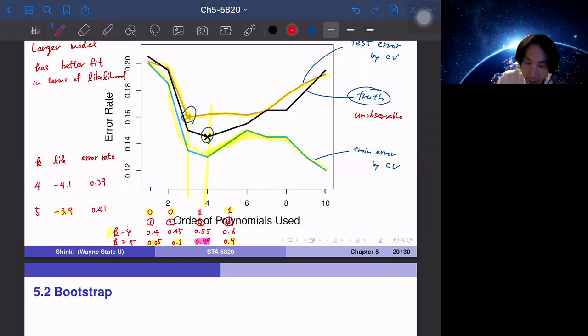For k equal to 4, almost always the probability is close to 0.5, so it's not really a good prediction. But we are lucky that these two are less than 0.5 and these two are more than 0.5. So actually the error rate is 0. So this kind of thing can happen.